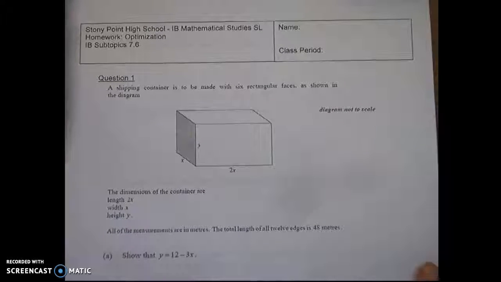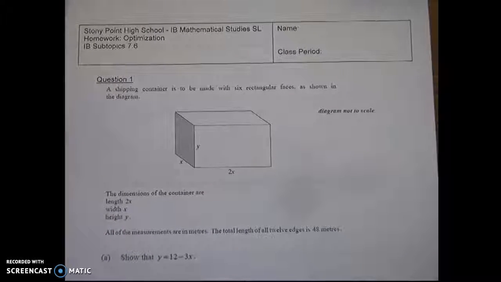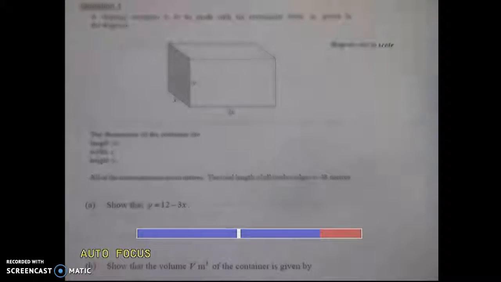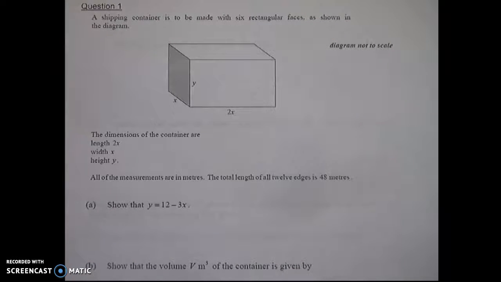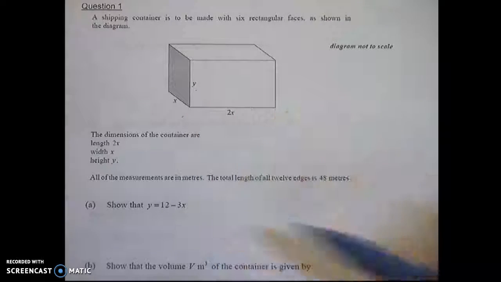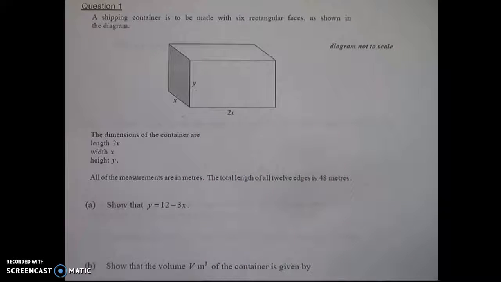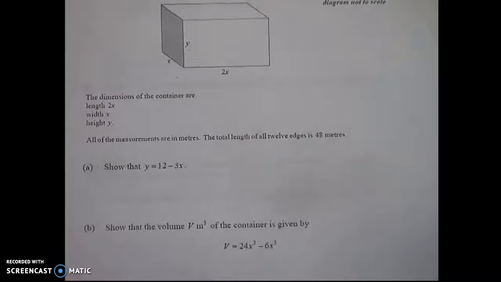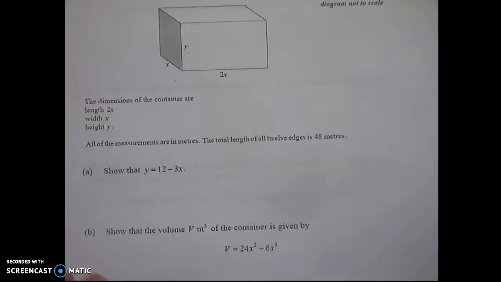Today I want to talk to you about optimization, which is IB subtopic 7.6. And I've got an IB problem here from paper 2 that I'd like to show you. A shipping container is to be made with 6 rectangular faces as shown in the diagram, with a length of 2x, a width of x, and a height of y. All the measurements are in meters. The total length of the 12 edges is 48 meters. Show that y equals 12 minus 3x.